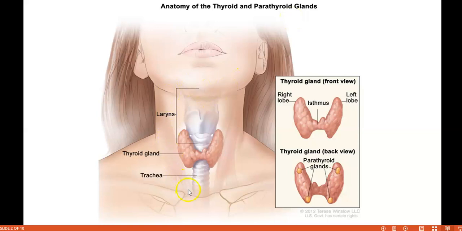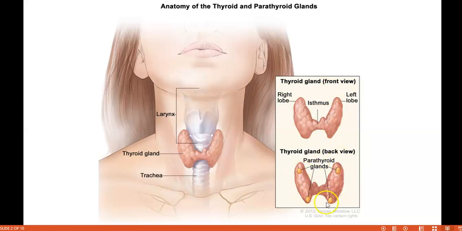Here you can see this is the larynx portion. This is the trachea. Just above the trachea, here we find our thyroid gland. Here in this side view, this is the thyroid gland. This is the front view of the thyroid gland, and this is the back view of the thyroid gland.